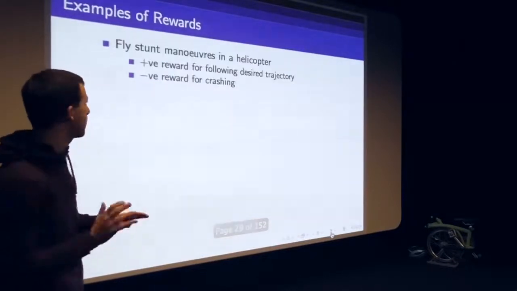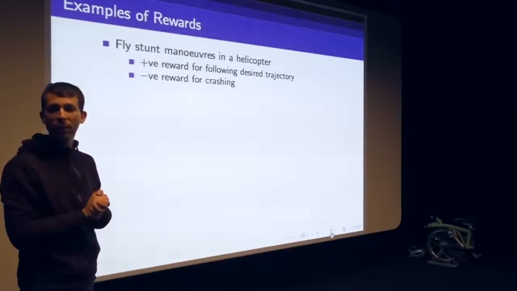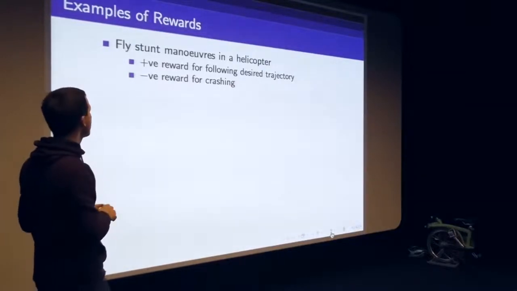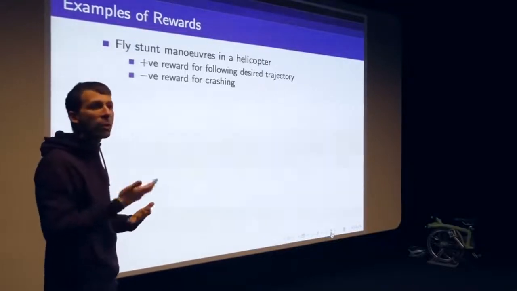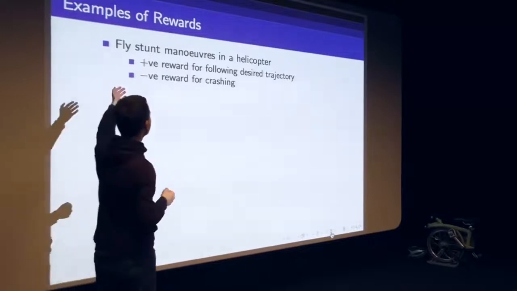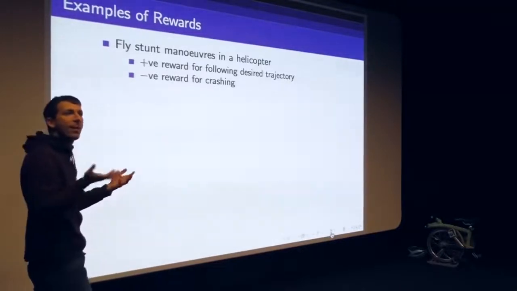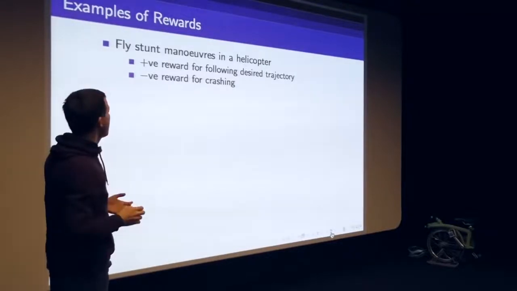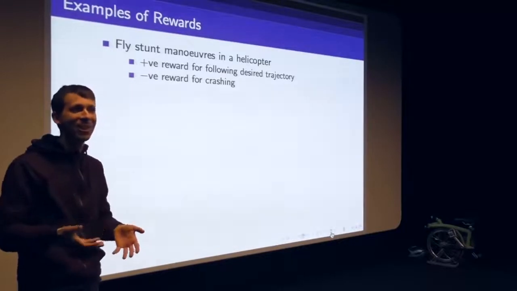So let's actually make this concrete again by talking about some different rewards. Let's look at the examples we used. We started by talking about the stunt maneuvers in a helicopter. In that case, the rewards might take the form of a positive reward each time we follow the desired trajectory or come within some epsilon radius of where we want to be, and a large negative reward for crashing. Really, crashing should be bad. It should learn to not do that.